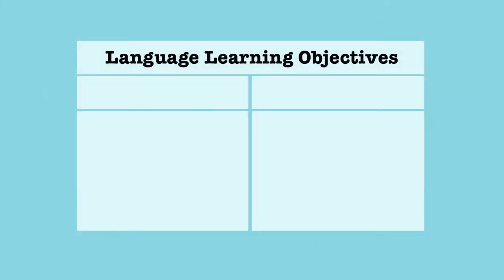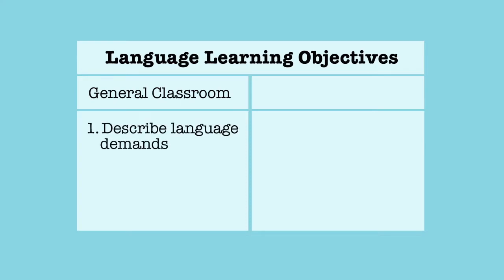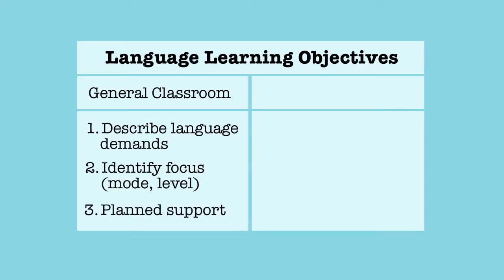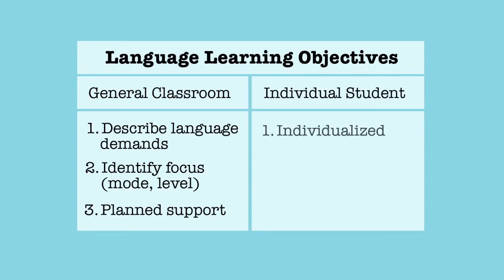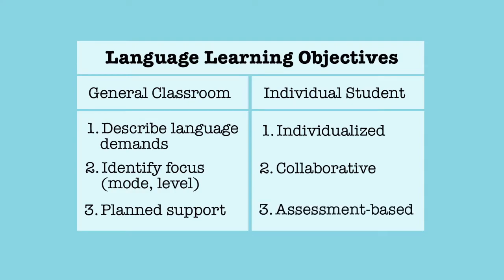Once students have completed a rough draft through your pre-writing exercises, this is the time when we can take a close look at their language and set an appropriate individualized goal. Just like the general classroom goals, this goal setting still involves thinking about the language demands of the science, identifying a specific area of focus or language mode, and providing support. But to take it further, we're going to try to make these goals individualized, collaborative between the teacher or group of teachers or teacher and student, and assessment-based.